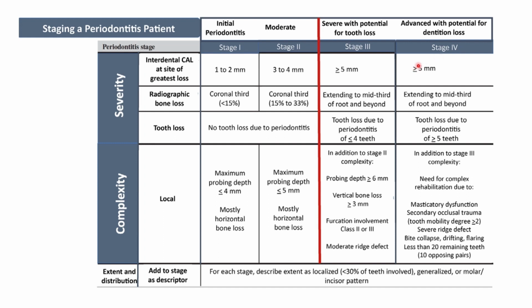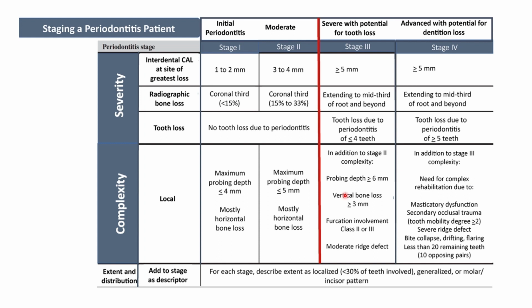Okay, to differentiate between stage 3 and 4, again, the history of tooth loss: if it's 4 teeth or less, that's stage 3. If we have 5 teeth or more, that's automatically stage 4. Stage 3 and 4 both have probing pocket depth of 6 millimeters or more, vertical bone loss of 3 millimeters or more, furcation involvement class 2 or 3, and moderate ridge defects, that's only for stage 3.